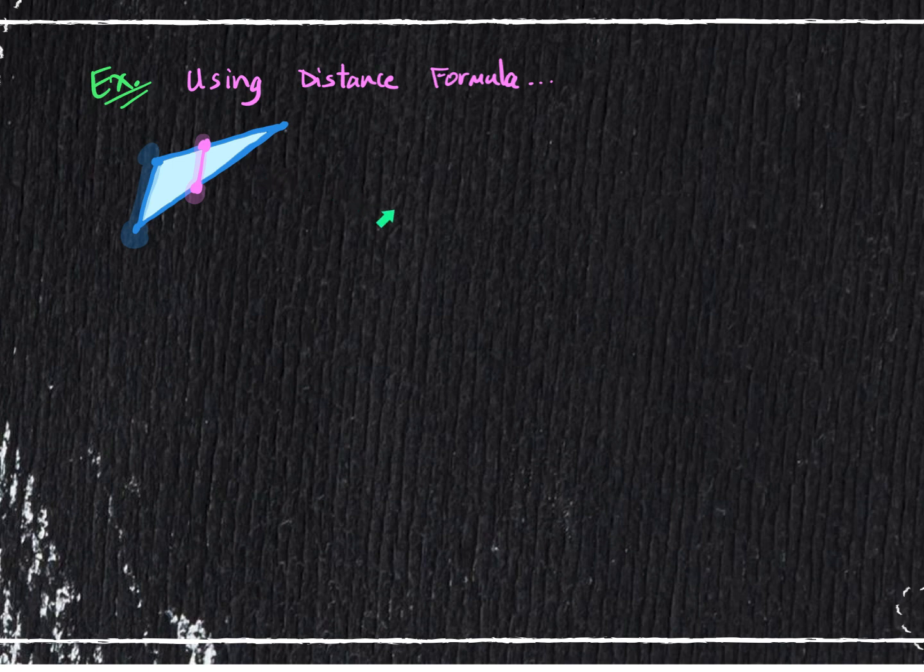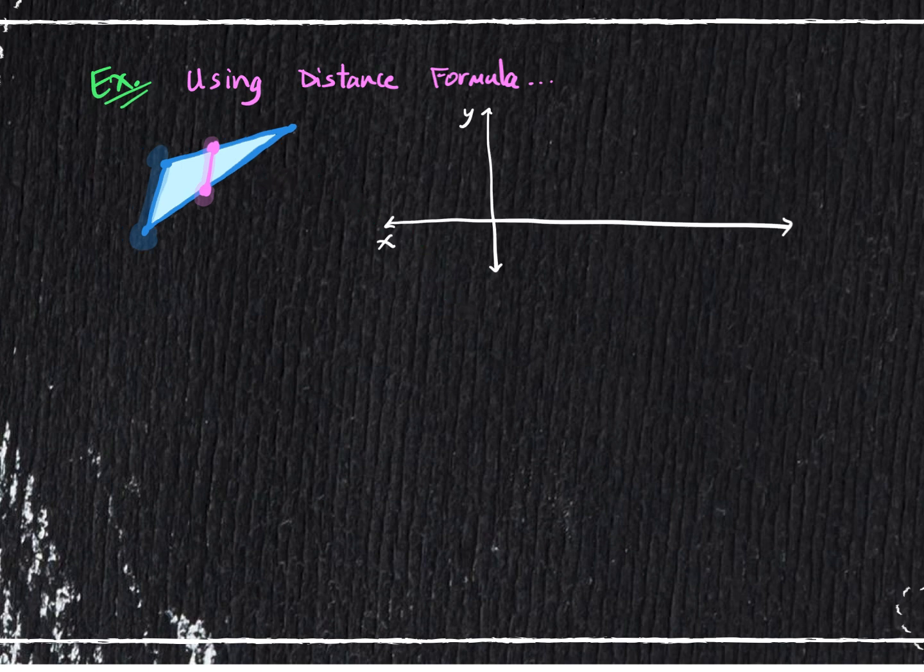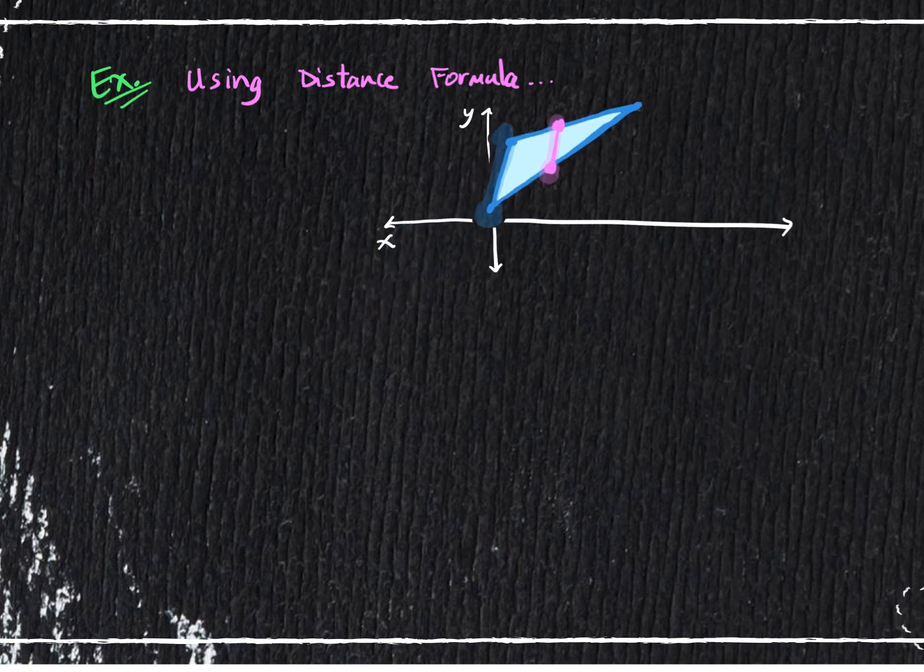shape into the XY plane. So we'll do a combination of sliding and rotating, so that one corner of our triangle is at the origin and another corner is on the x-axis. All right, so now we need coordinates for the three corners of our triangle.